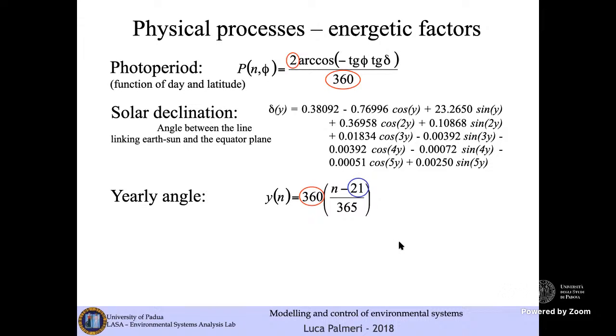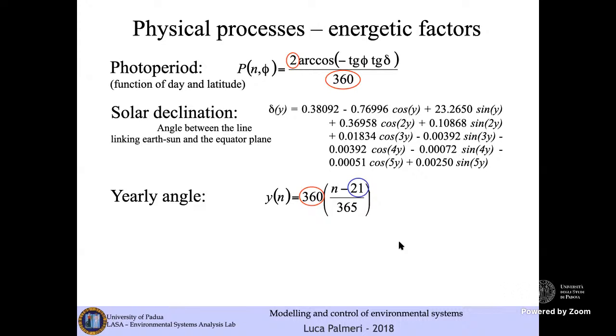In fact, the solar energy that reaches the surface of a planet depends on a quantity that is called the photoperiod. Photoperiod is a portion of the 24 hours day in which we have solar irradiance or radiation coming from the sun arriving on the Earth.